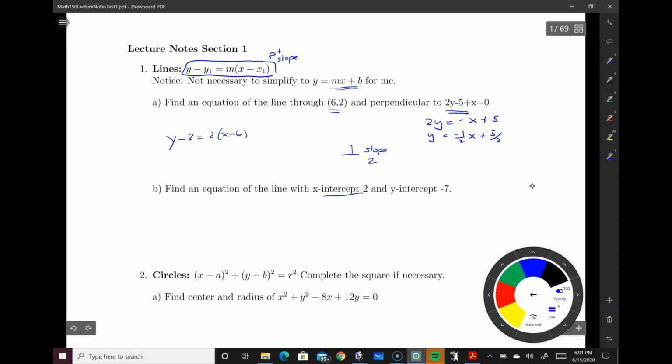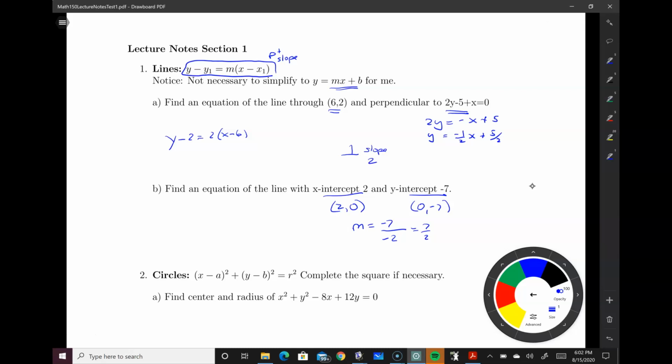All right, so here I've got an x-intercept and a y-intercept. So I'm going to make the points that these are coming from. The x-intercept means the x is 2 and the y is 0. And the y-intercept means the x is 0 and the y is -7. So from these 2 points, I can find the slope. So I have -7 minus 0 over 0 minus -2. So I have a slope of 7/2.